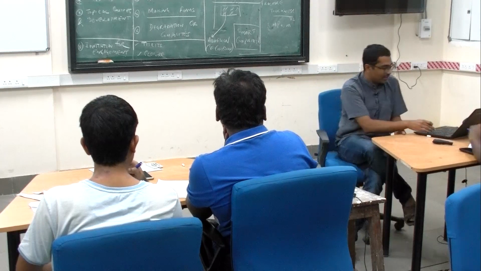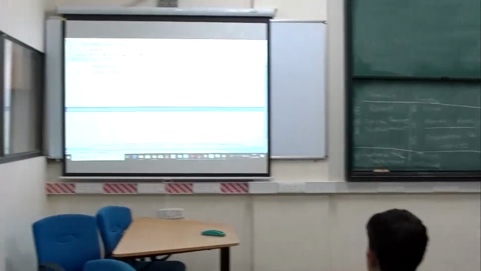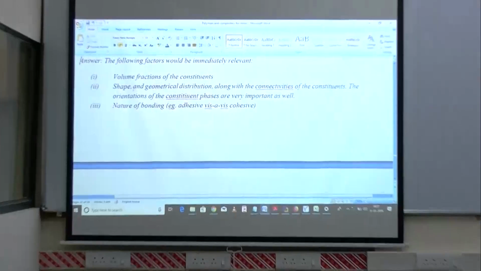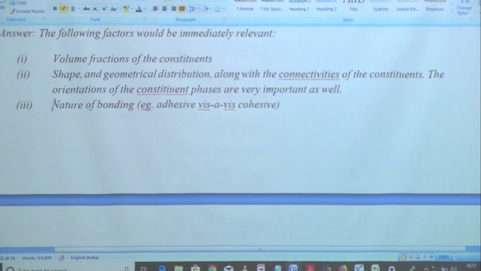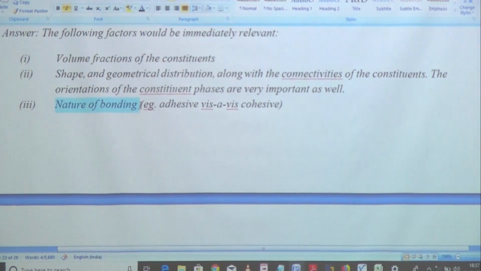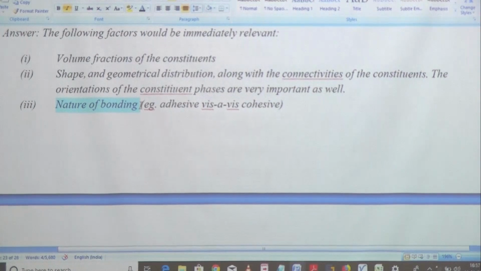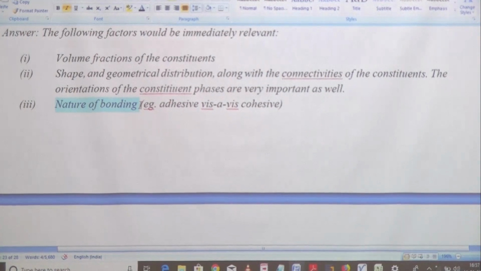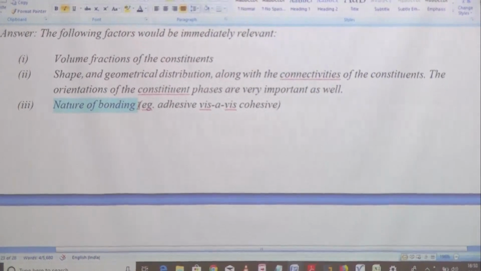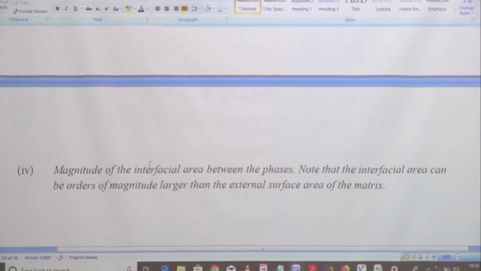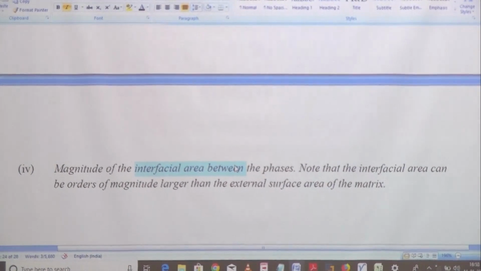So let us look at the note I have made here. Some of the things that I expect are volume fractions, that you got right, and the shape and geometrical distribution, which we discussed. Next is the nature of bonding, adhesive versus cohesive. By the way, cohesion is interaction between similar chemical compounds or atoms, and adhesion is between dissimilar ones. So that's what I have written there, adhesion versus cohesion. And then the magnitude of interfacial area, very important. That is why I said that spindles can be different. If you have a composite made up of spindles versus a composite wherein the dispersoid is spherical in nature, you would have very, very different results, okay.